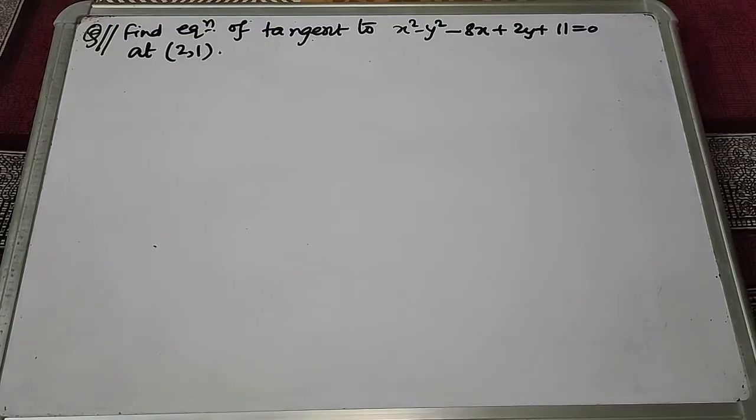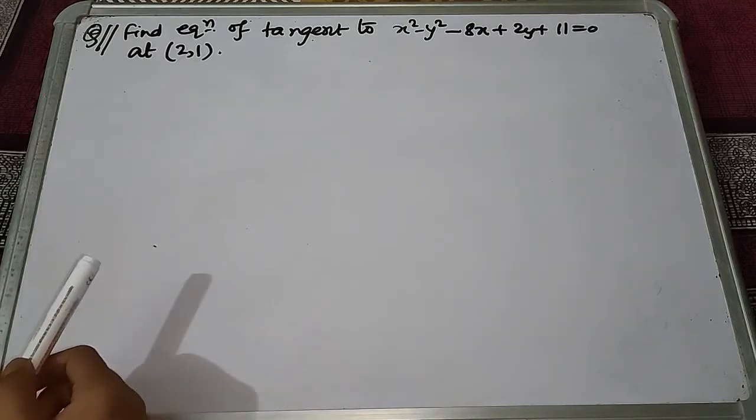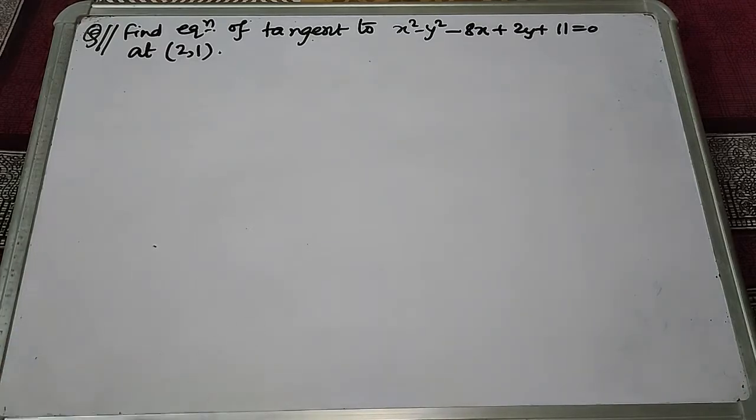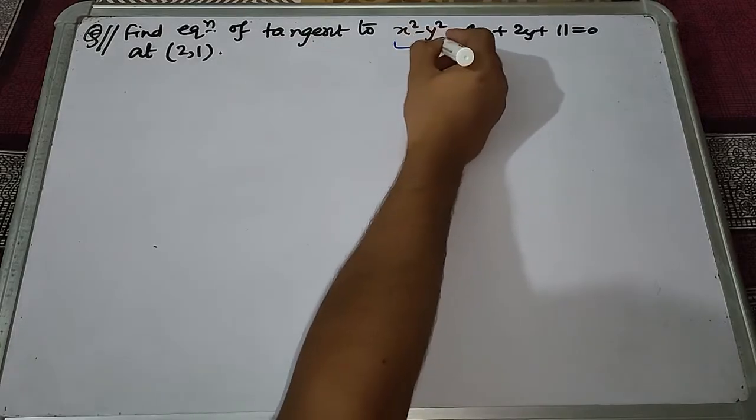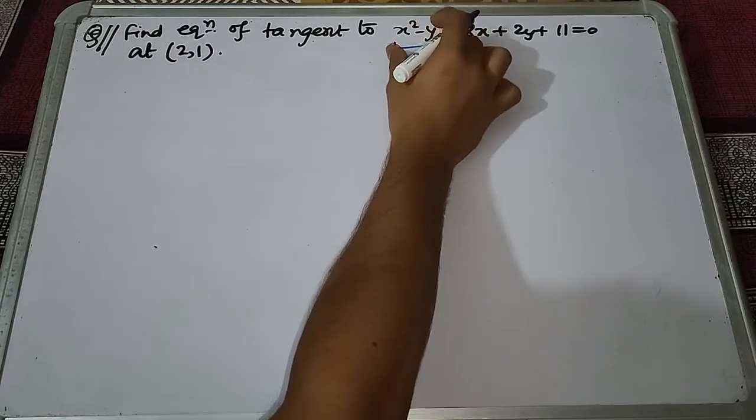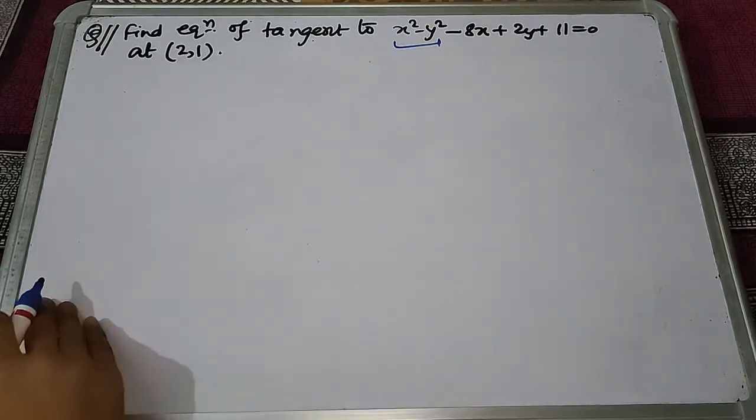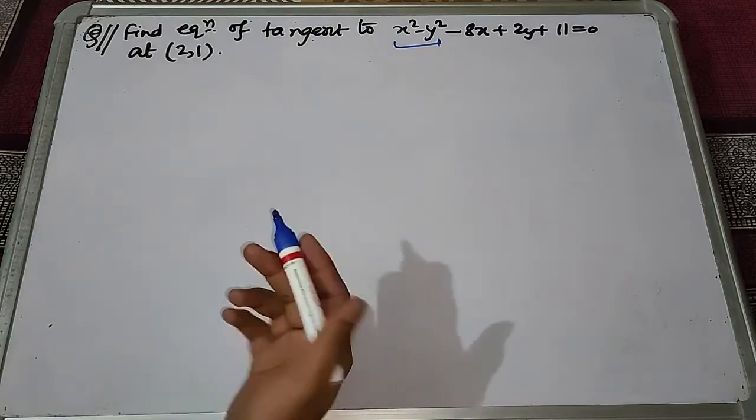The question says find the equation of the tangent to this conic x square minus y square minus 8x plus 2y plus 11 equals 0 at (2, 1). So what is this? This is basically a hyperbola. You can see and understand from this x square minus y square part. Or suppose I am telling you something extra.